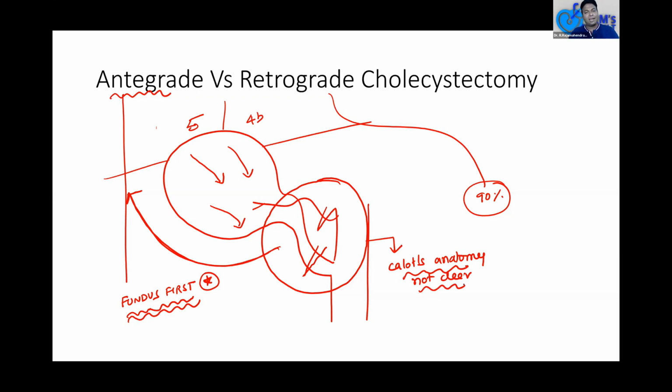This is what we practically follow. Why? Because if there is a frozen Calot's here, we will dissect from the fundus and we can even do a subtotal cholecystectomy at this point. We can even cut the gallbladder at this point. So subtotal cholecystectomy can also be done with the antegrade technique. So the antegrade or fundus first technique is mainly used when the Calot's is not properly seen or it is frozen. This point you should not forget.